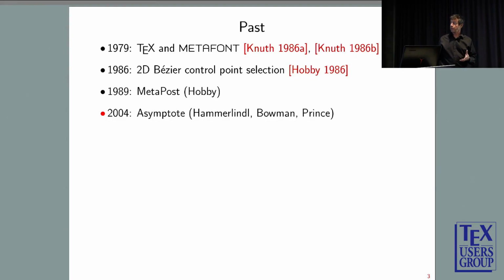And so Asymptote at that point was just a way of producing a TeX file for you that would bring in, with include graphics, or whatever we used back then, EPSF or something, your graphics and interlace it with TeX. But that was all 2D.